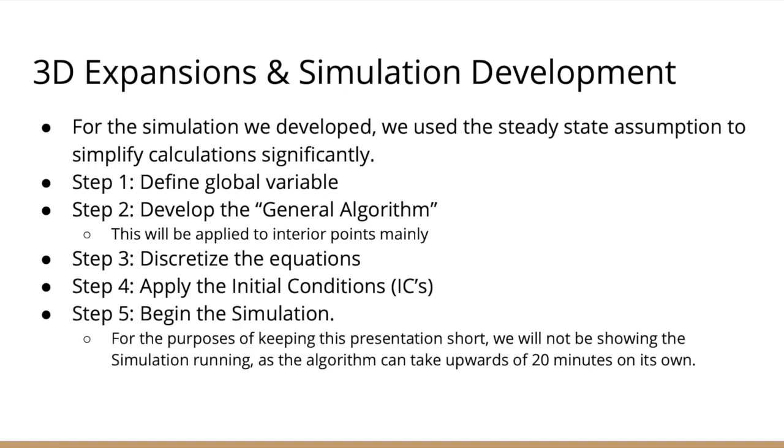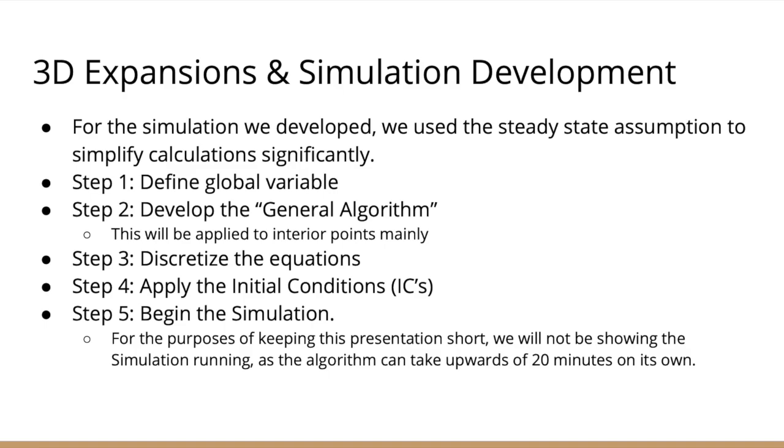For any simulation development, it can be broken down into 5 different steps. The first is defining a global variable, especially when there are multiple variables to take care of, like for example, velocity and temperature. Then you have to develop the general algorithm, which will be applied mainly to interior points. However, it can be applied to the boundary and initial points as well. Next is to discretize all of the equations, which is the most time-consuming part of any simulation development. However, if you make it past this, then you can move on to apply all the initial and boundary conditions.